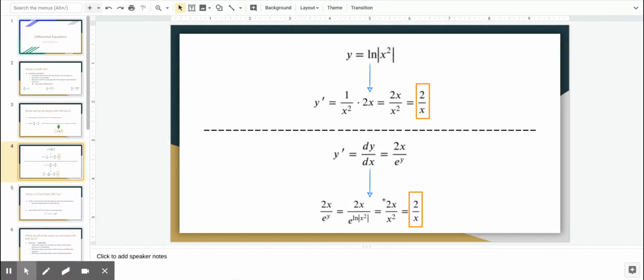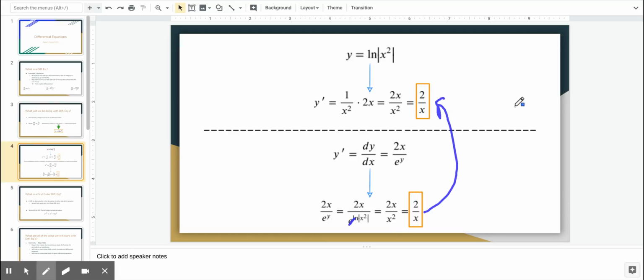2x over e to the y equals 2x over e to the natural log of x squared. If you know some exponential and logarithmic properties, e and the natural log are inverses of one another. Those two things cancel each other out, so they go bye-bye. And I'm just left with 2x over x squared, which simplifies to 2 over x. So they're exactly the same.